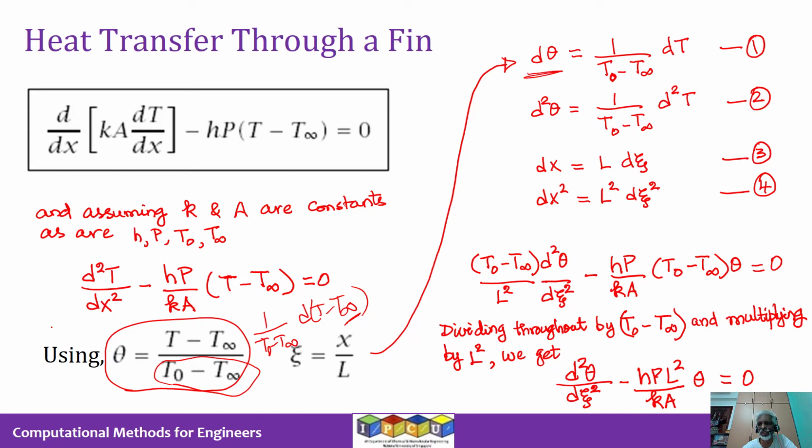So once we have got equation 1, what I'm going to do is apply the differential operator on both sides of equation 1. So I'm going to write d of d theta is equal to d of 1 by (T naught minus T infinity) dT.